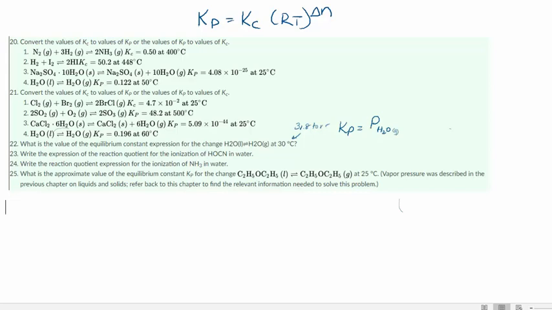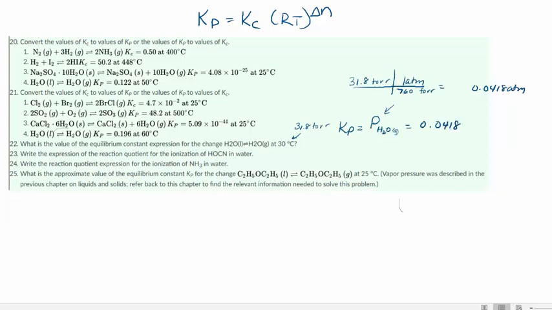So if I convert this torr into atmospheres, because we do need to use our standard units here, so 31.8 torr, remember it's 1 atmosphere for 760 torr, then I have 0.0418 atmospheres. So the Kp value here would be 0.0418.